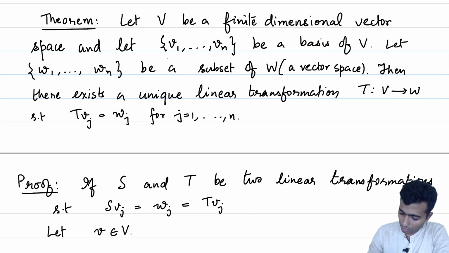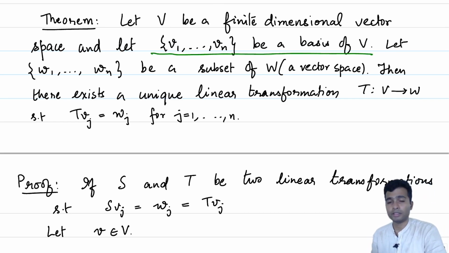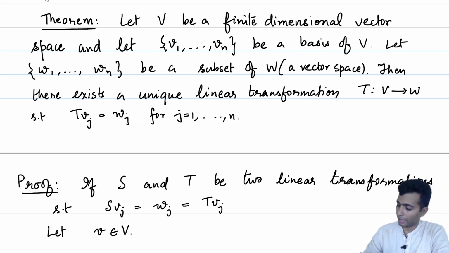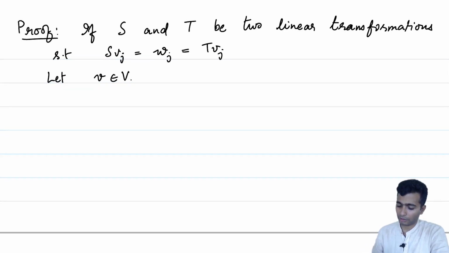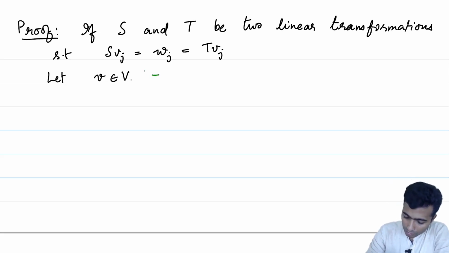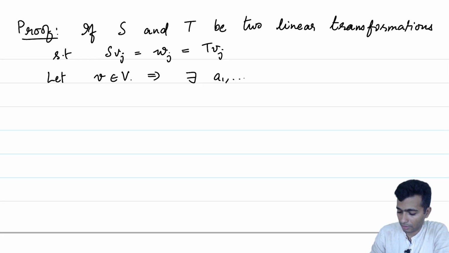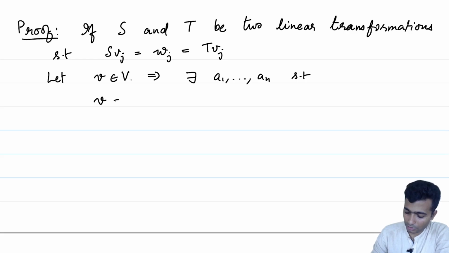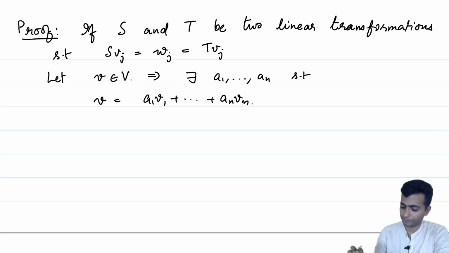So V1, V2 up to Vn is a basis of V, right? And therefore we can write the vector V as a unique linear combination of V1, V2 up to Vn. This implies that there exist A1 to An, in fact uniquely there exists A1 to An such that V is equal to A1 V1 plus An Vn.